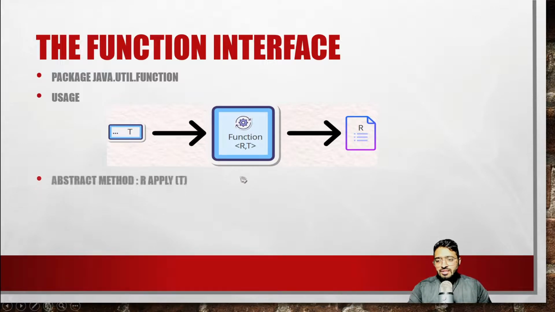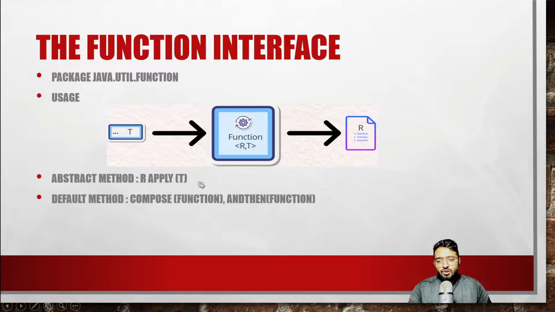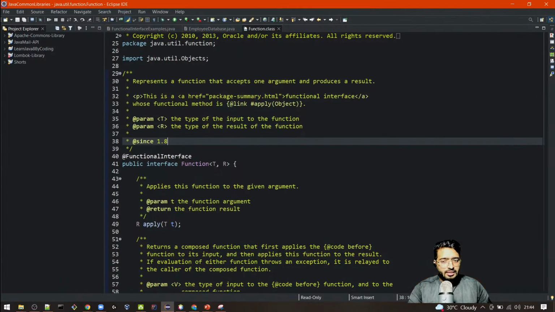All right, so let's see the abstract method. The abstract method supported by this Function interface is apply. It takes the input as T and returns R. And let's see the default methods. It supports two default methods, compose and andThen. Don't worry, we will see all of these in action in our Eclipse IDE with real-time examples, as we did for the previous ones. It also supports one static method, identity. So let's go to the examples and let me open my IDE here.